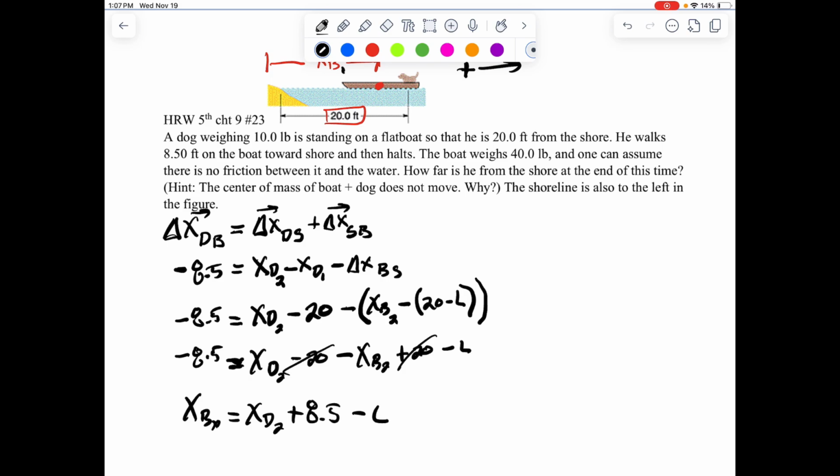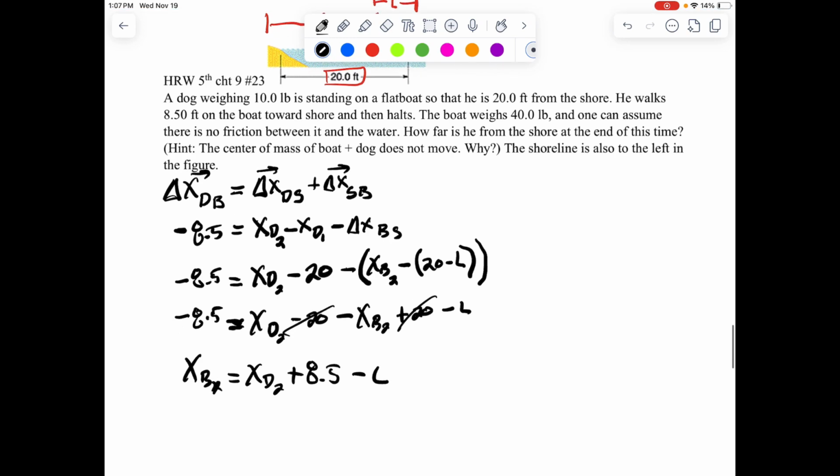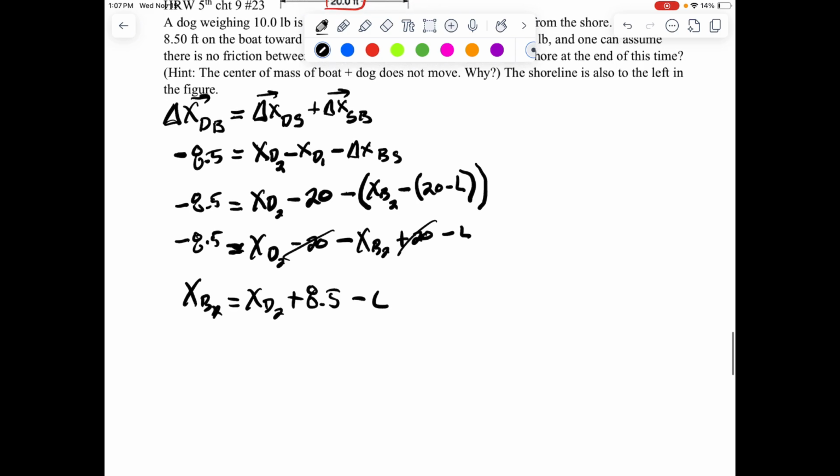All right. Now I got to do the center of mass stuff. So that's just figuring out how the dog and the boat move relative to each other. And there's an easier way to do this when you know how things move when they're proportional masses. And I'll go over that at the end. So now we want to go to the center of mass stuff.